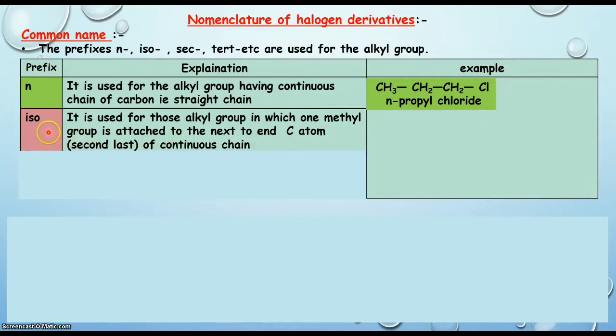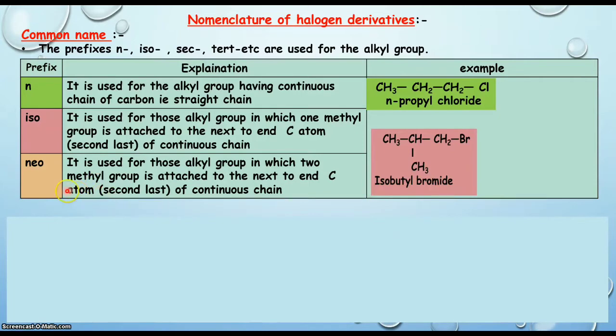The next prefix is iso. It is used for those alkyl groups in which one methyl group is attached to the next-to-end carbon atom, that is the second last carbon of a continuous chain. The example for this is isobutyl bromide. Iso indicates one methyl group on the second last carbon atom. Then butyl indicates a total of 4 carbon atoms and the halogen is bromine. That's why the name is isobutyl bromide.